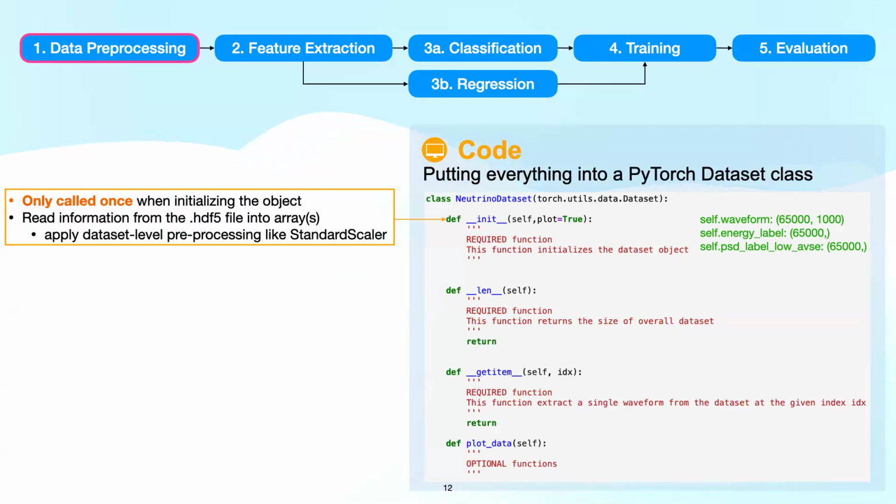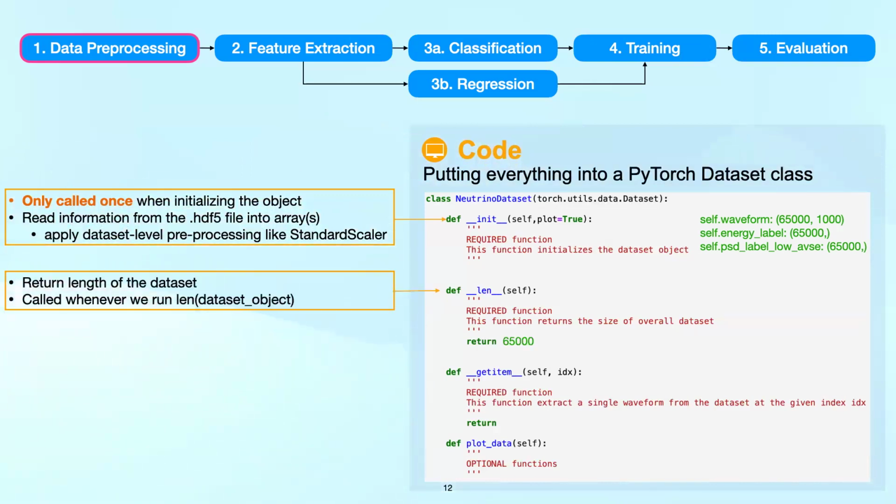I can read out the energy, which contains 65,000 floating point numbers, each corresponding to one of the waveforms. And I can read out the PSD label low A over C, which is the one we are going to look at today. That also contains 65,000 values of either 0 or 1. If it's 1, it's a signal; if it's 0, it's a background.